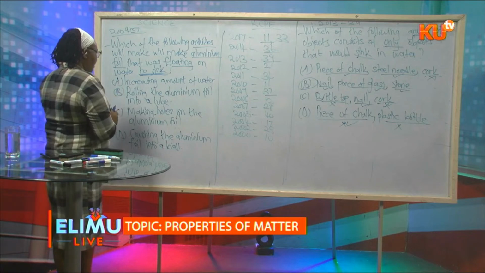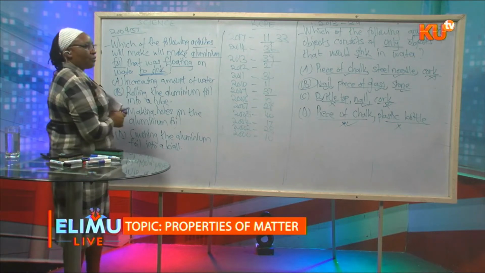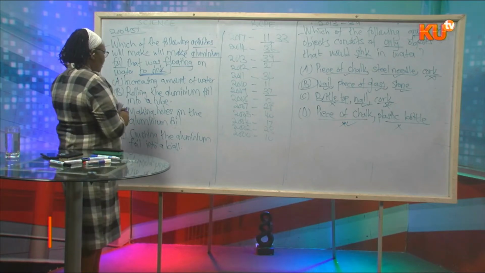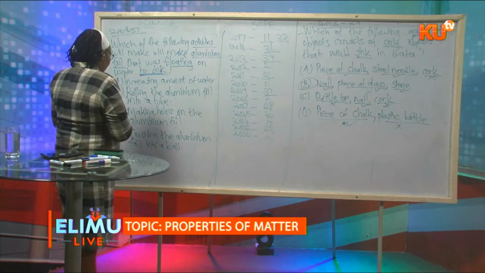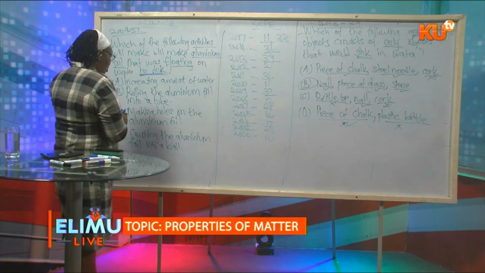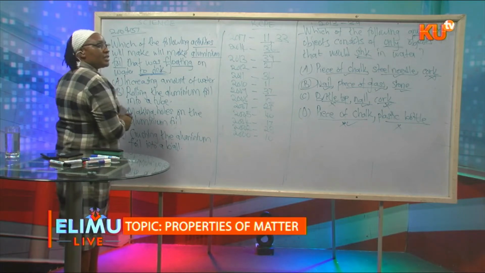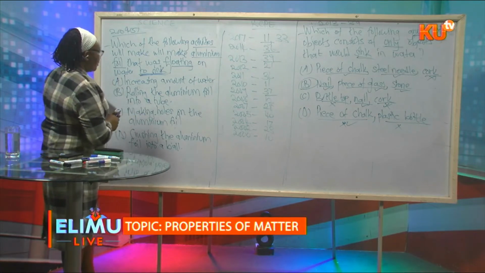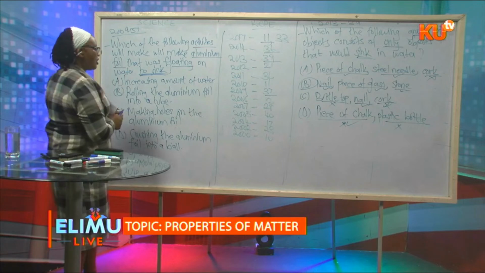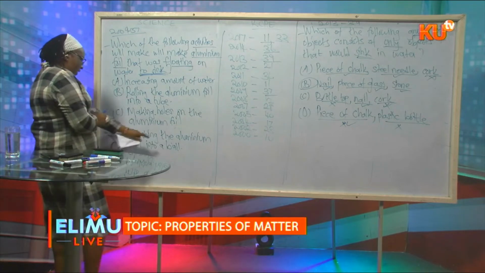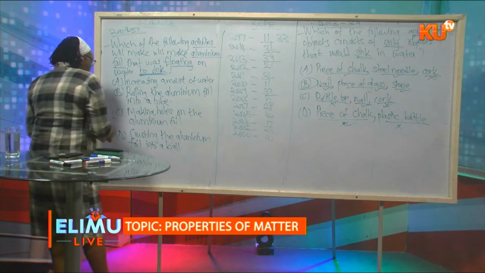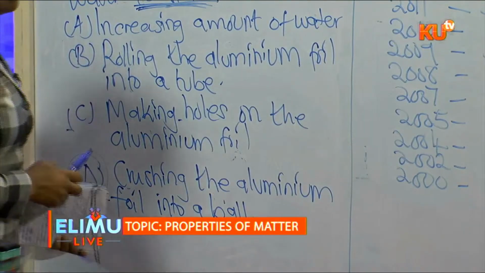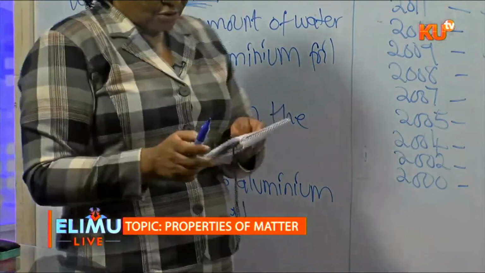Then rolling the aluminium foil into a tube. When you roll it into a tube, it will still float. Then we have making holes on the aluminium foil. Making holes on the aluminium foil will not change its shape. So you can only make it sink if you change the shape. And so when you crush the aluminium foil into a ball, you have changed the shape of this aluminium foil. And so our correct choice there is choice D.